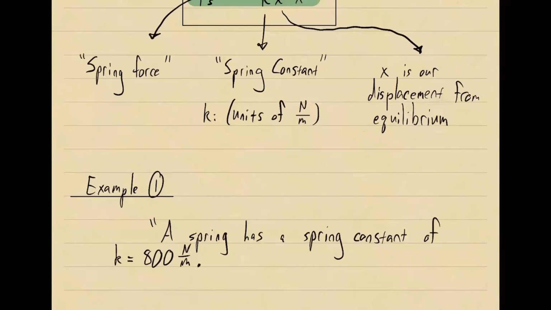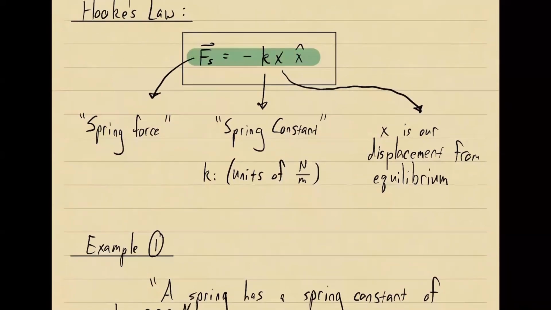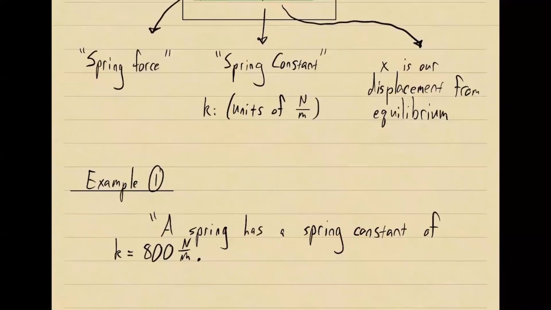And as a side note, going back to this spring constant k that we find in Hooke's law, this is going to be unique to each spring, so every single spring is going to have its own associated spring constant value. Essentially, the larger k is, the harder it is to either stretch or compress this spring. It's more stiff. So example 1 says that this spring has a spring constant of 800 newtons per meter.